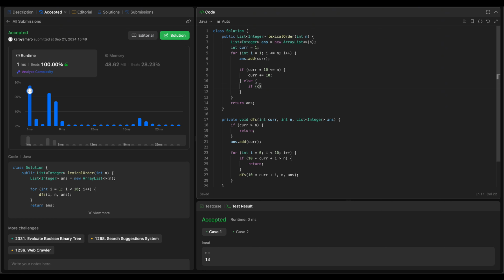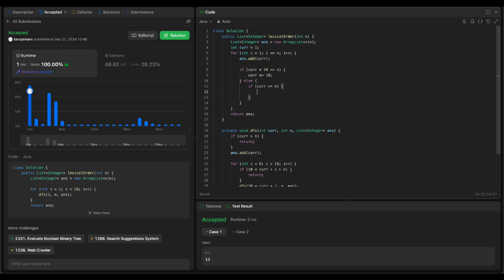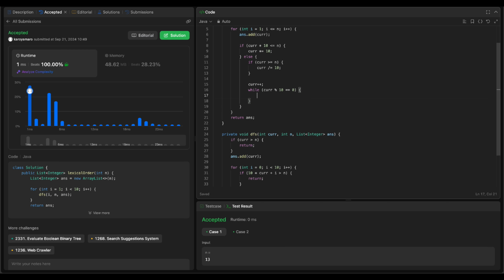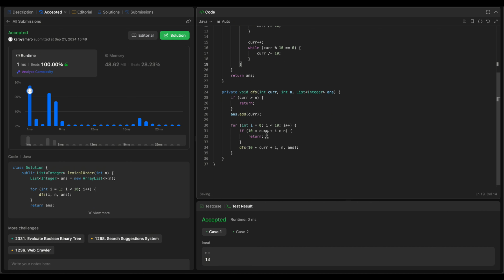But before that, we should check if current is already greater than or equal to n. That means we should go one level higher, like we saw for 108. Now we go to the sibling. But if at any point this number now becomes divisible by 10, then we should run it in the loop like we saw for 200 or 109, and then we will just divide it by 10. And finally, we will return our answer.